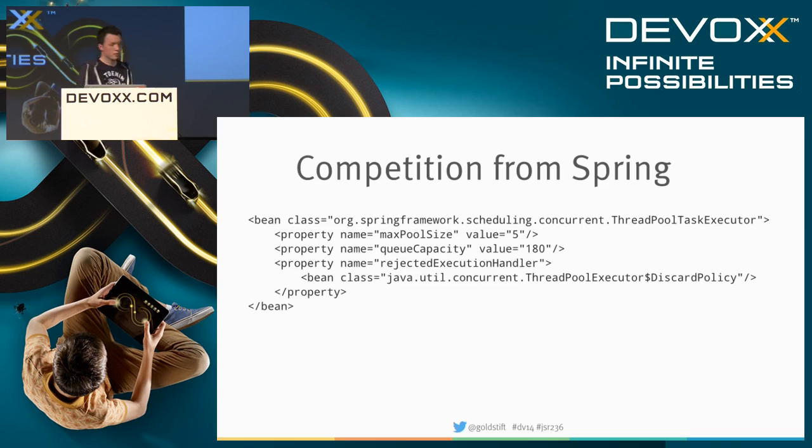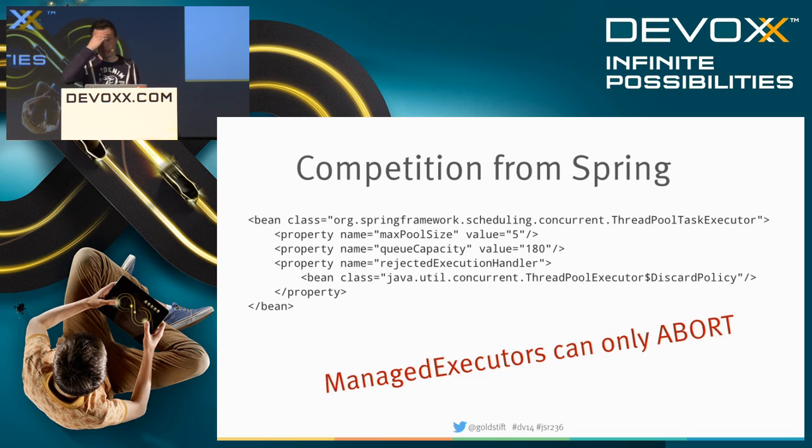The competition from Spring uses the policies that are available on the Java EE 7 thread pool executor. I personally don't know why these haven't been taken into account for JSR 236, but we definitely ran into scenarios where we wanted to say, okay, a discard policy makes more sense here because we just don't want to fail the processing. A discard policy basically means that if my queue is full and I cannot accept any more tasks, just drop it. It doesn't matter, it's no problem. And as I said, managed executors cannot do it, unfortunately.